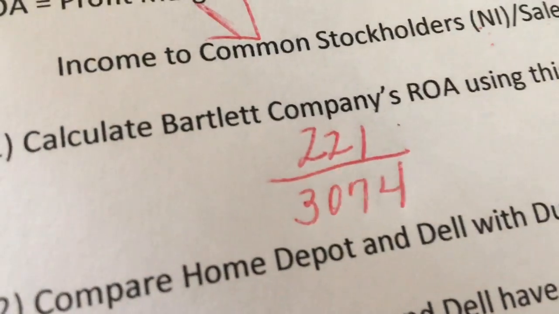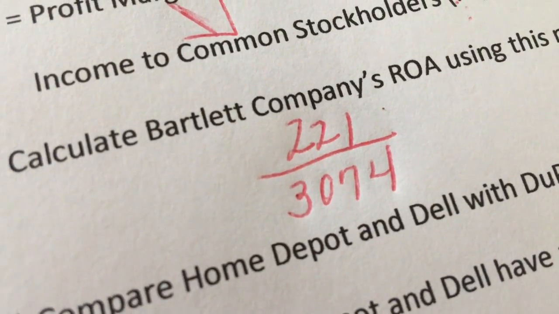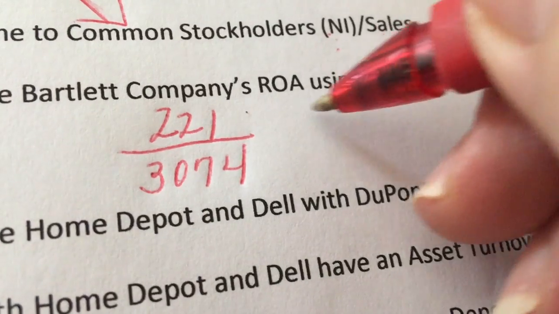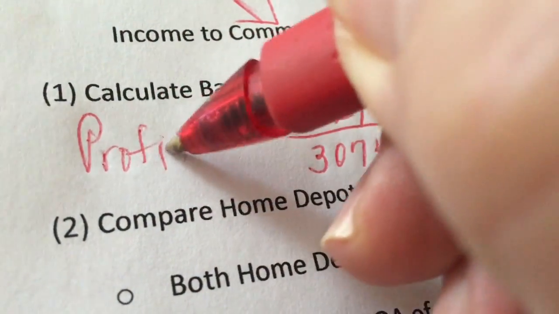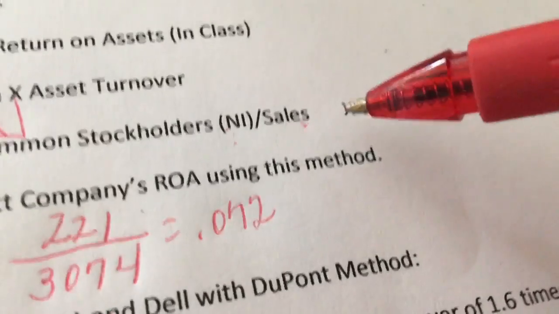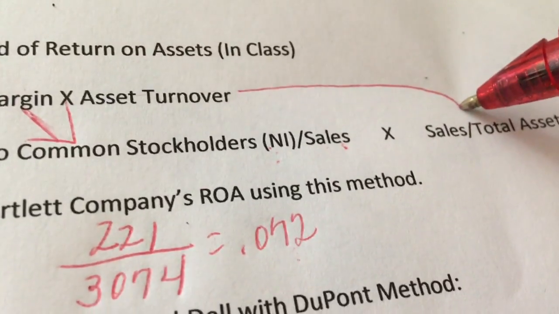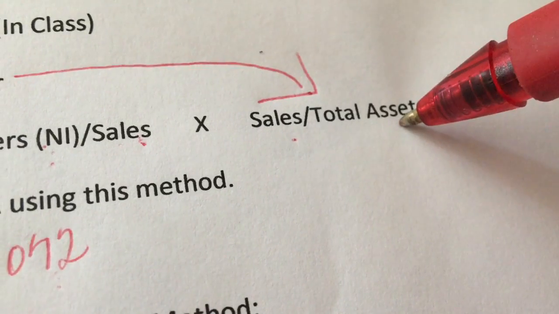Okay, now that particular number comes out to be 0.072. Now this is your profit margin. Okay. Now the second calculation, which we will end up multiplying this by, is the asset turnover. So if you go to your formula, the next calculation we want to get is asset turnover, which is sales divided by your total assets.